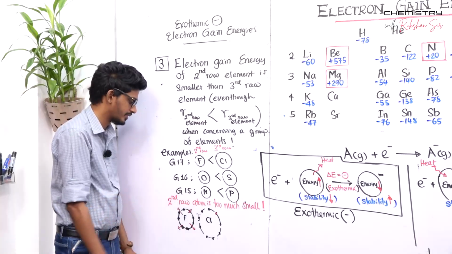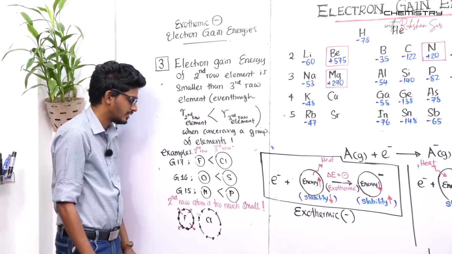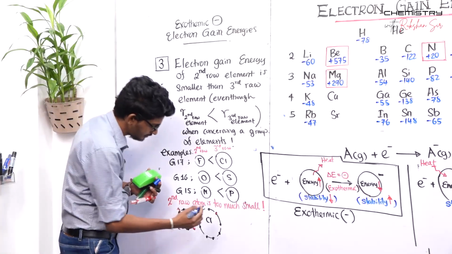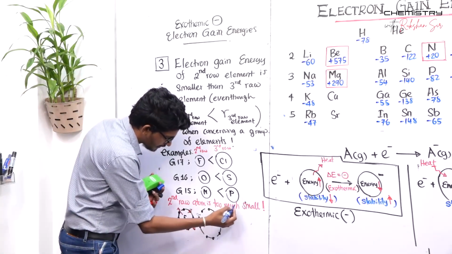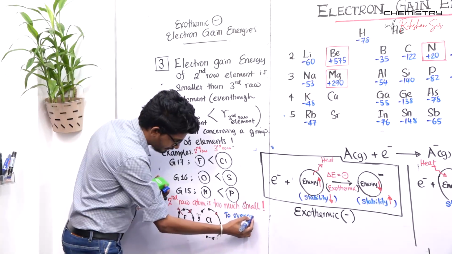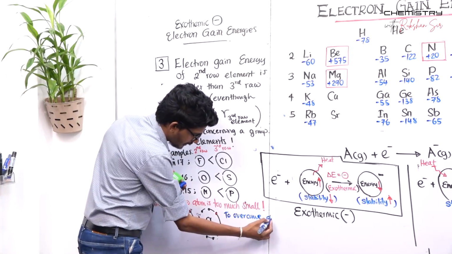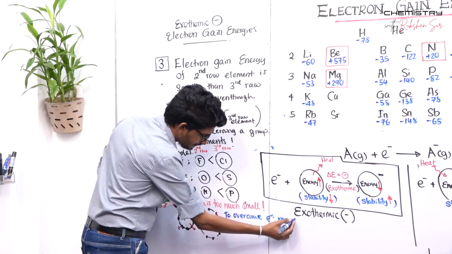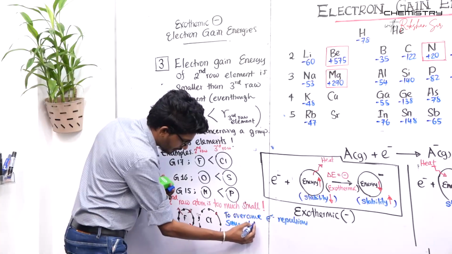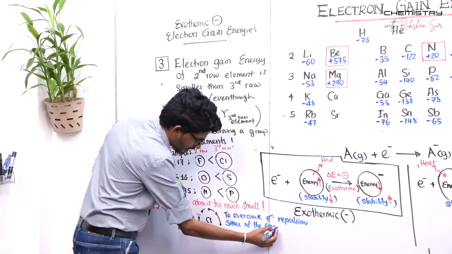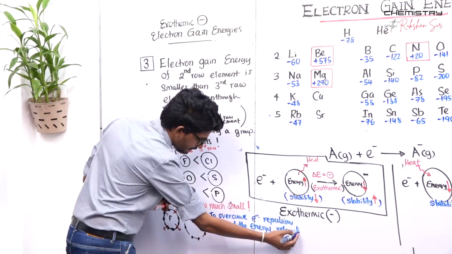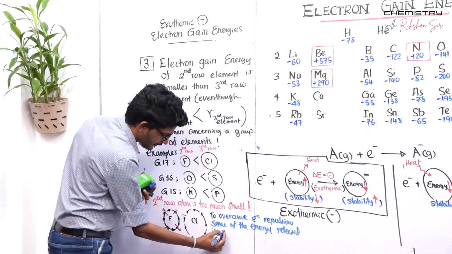To overcome those repulsions, some of the energy released will be reabsorbed. To overcome electron repulsions, some of the energy released is reabsorbed.